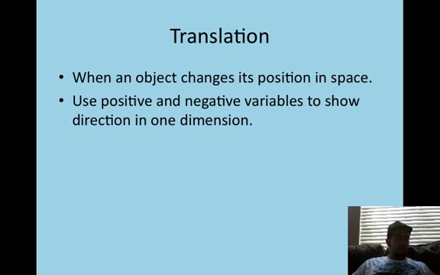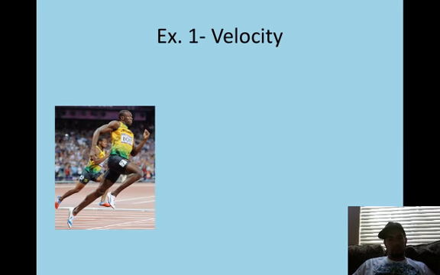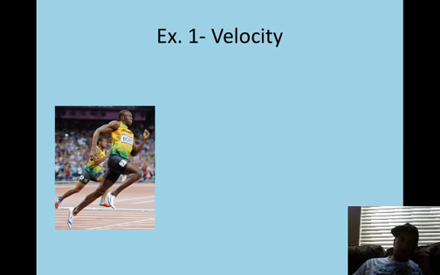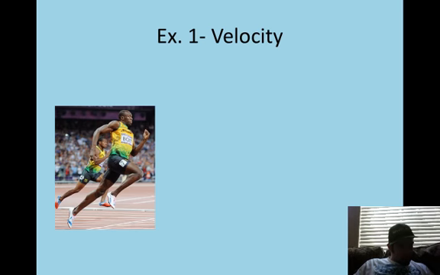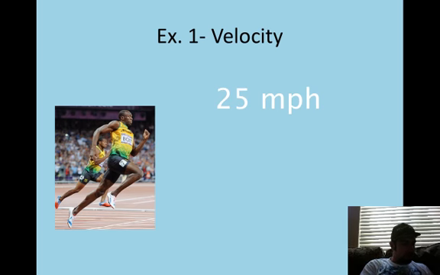What I mean by this is we're going to start looking at velocity. So this is example 1. This is Usain Bolt. He could probably run around, let's say, 25 miles per hour. That's insanely fast for a human being, and he set some records because of it. If he travels 25 miles per hour, that means he could travel 25 miles in 1 hour. That's why they call it that.